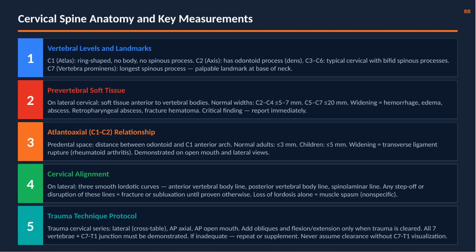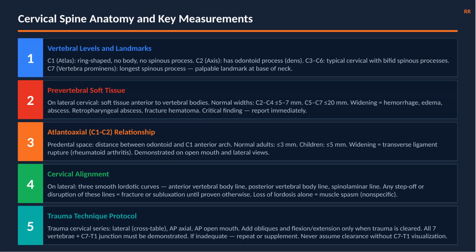Prevertebral soft tissue, measured on the lateral. Normal widths, C2 through C4, 5 to 7 millimeters. C5 through C7, up to 20 millimeters. Widening indicates hemorrhage, edema, or abscess in the retropharyngeal space. This is a critical radiographic finding.